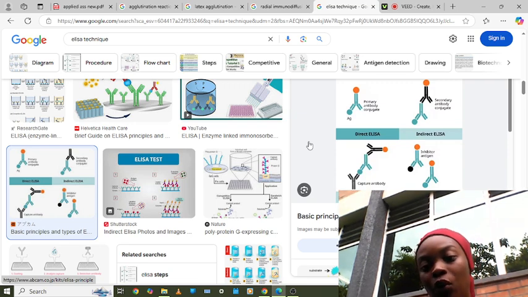Then after, we are going to quantify this with a spectrophotometer to have the measurement, the quantity of antigen which is among the sample.